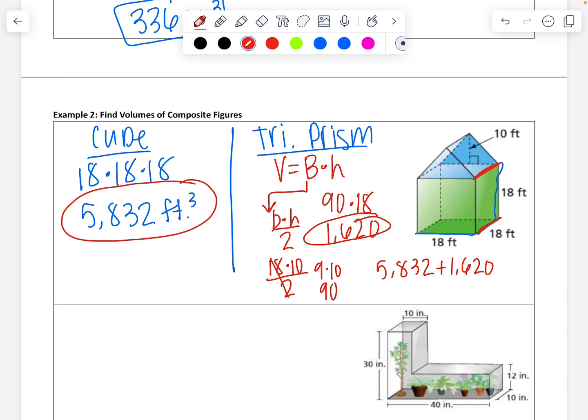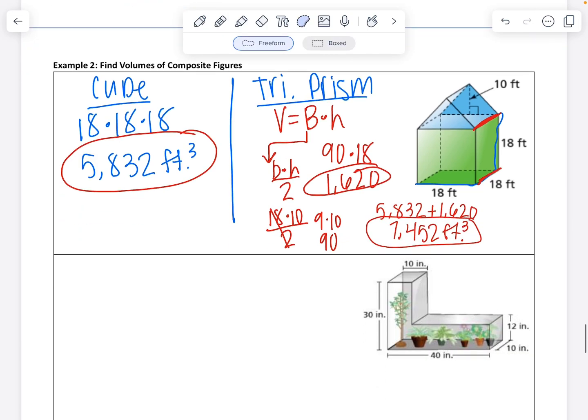So the questions on the homework won't be composite figures, but this is giving you good practice for the future. So on this one, we do the same thing. No matter how we divide it up, they are going to be 2 rectangular prisms. Okay? Remember, with rectangular prisms, you just multiply all 3 numbers. Okay? But we're going to have to divide it up a little bit.